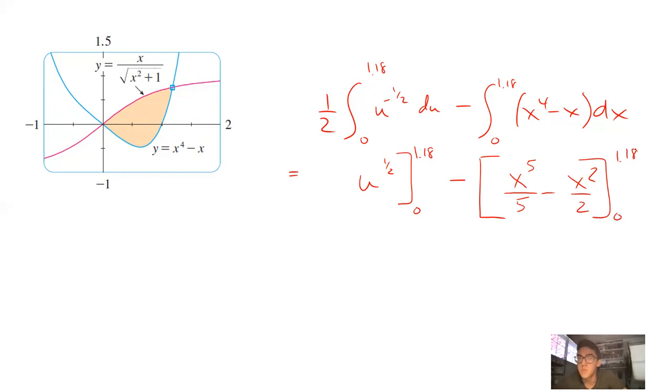Don't you want to evaluate that at 1.18? Maybe we should make that into a 1. That would be good. We already cheated. Oh, hold on. My 1.18 and my 0 are in terms of x, not u. That's why you put x back in. So here it is, the square root of x squared plus 1.